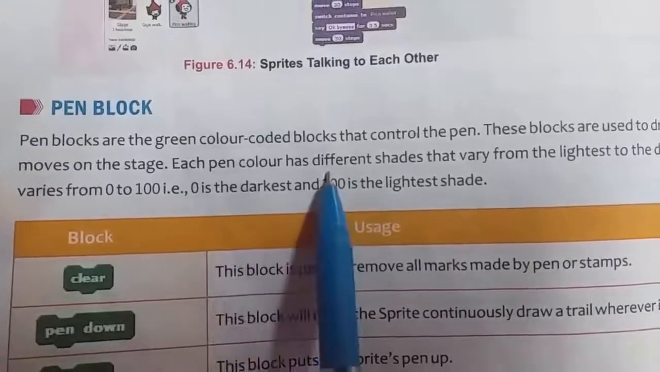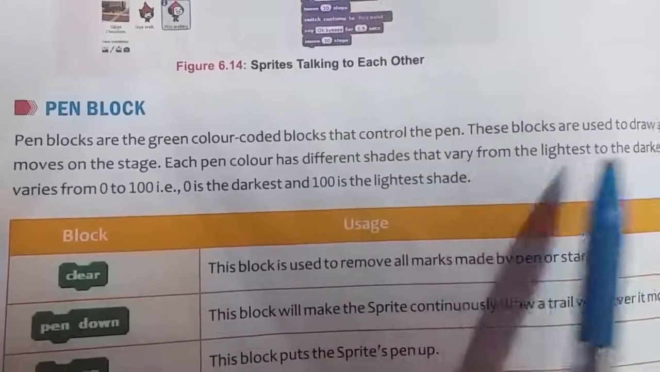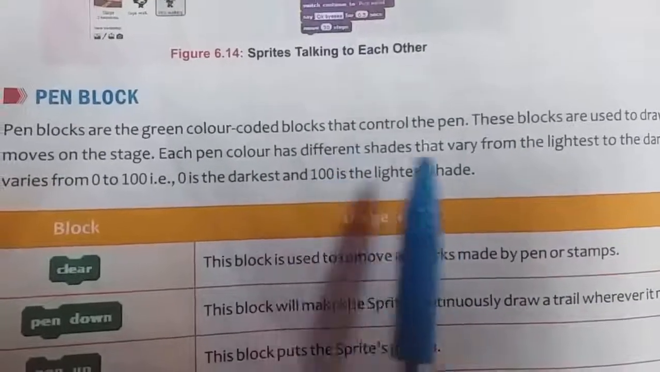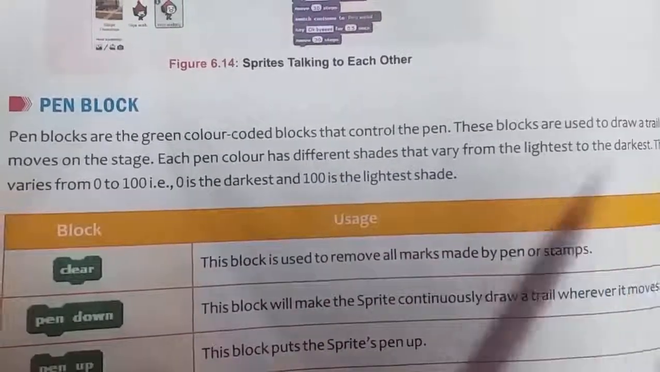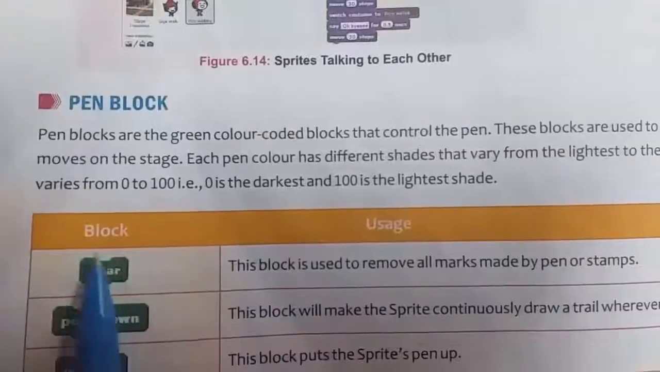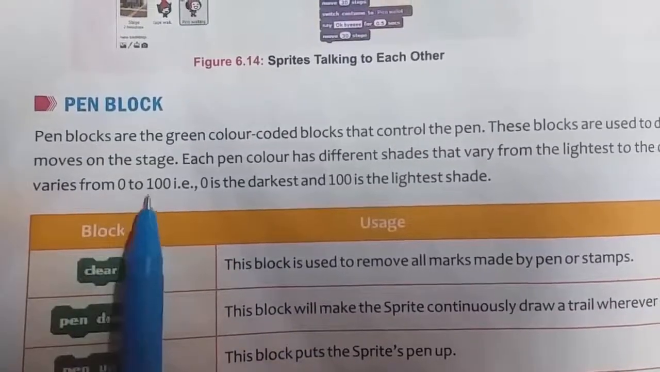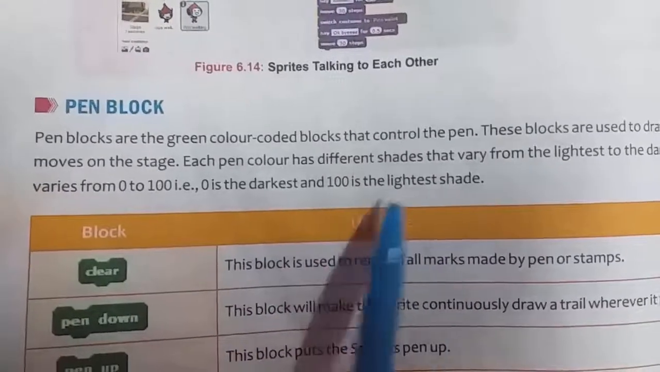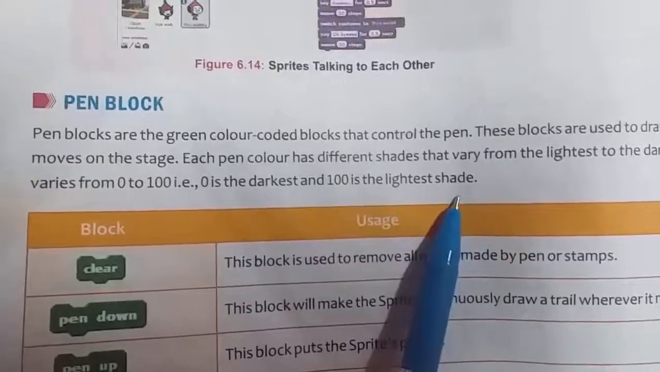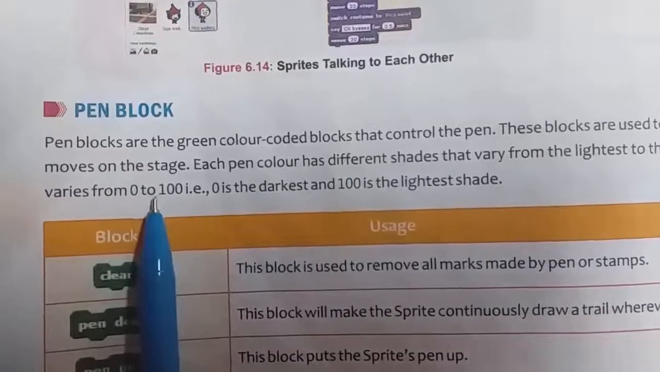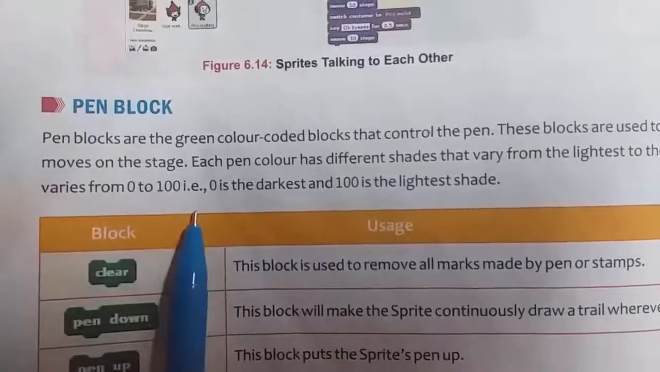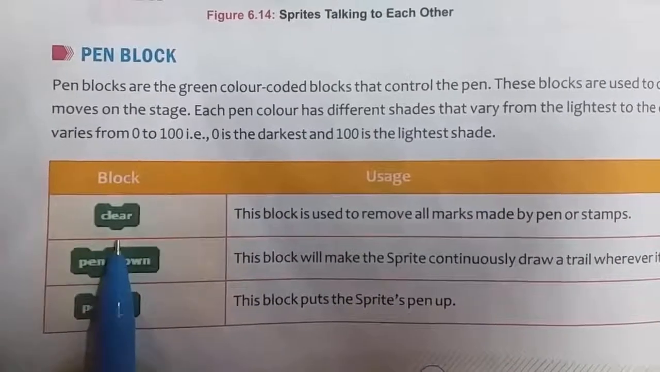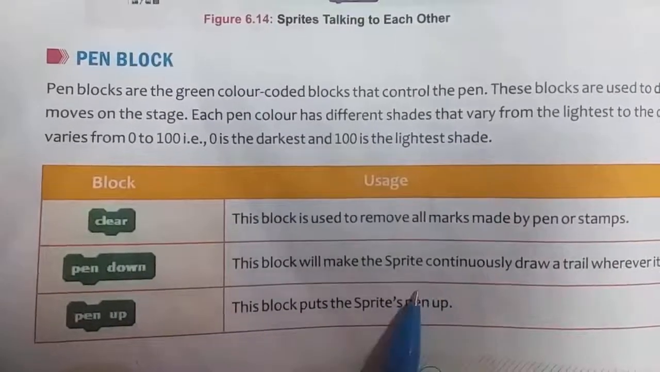Each pen color has different shades that vary from the lightest to the darkest. The pen shades vary from 0 to 100, where 0 is the darkest shade and 100 is the lightest shade. Any shade we can choose from 0 to 100. Now we have the blocks that come under the pen block and their usage.